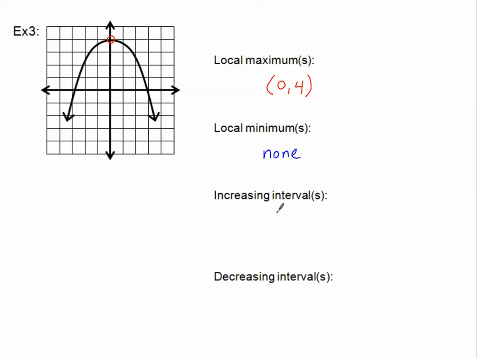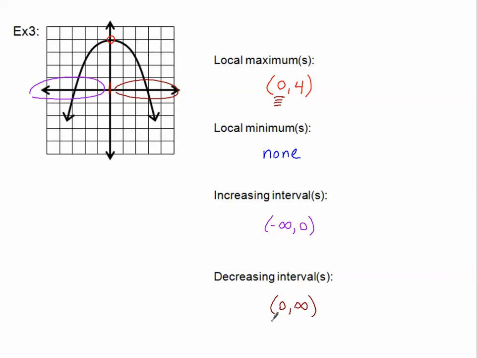So now let's do increasing intervals and decreasing intervals. Well, we only have one number that we're interested in, and it's right here, 0. So that must separate our two intervals. We have an increasing interval right here on this side of 0. So I'll simply say from negative infinity to 0. And then the other side must be the decreasing interval. And that's exactly right, from 0 to infinity.